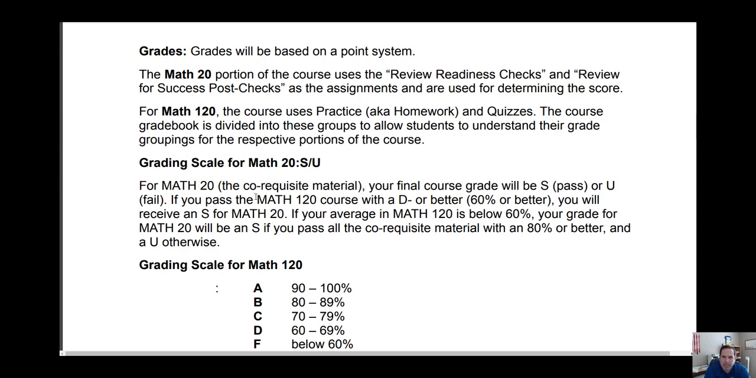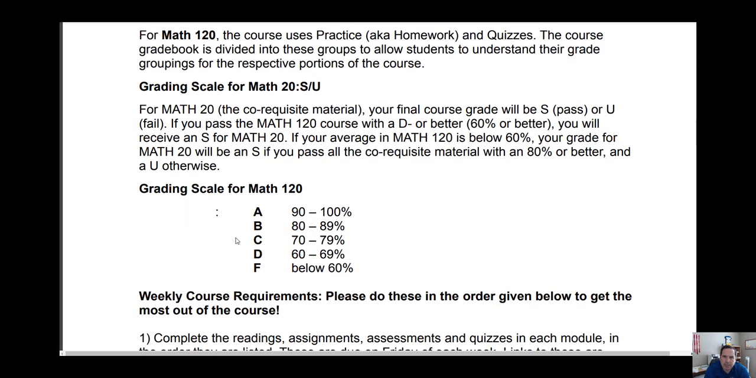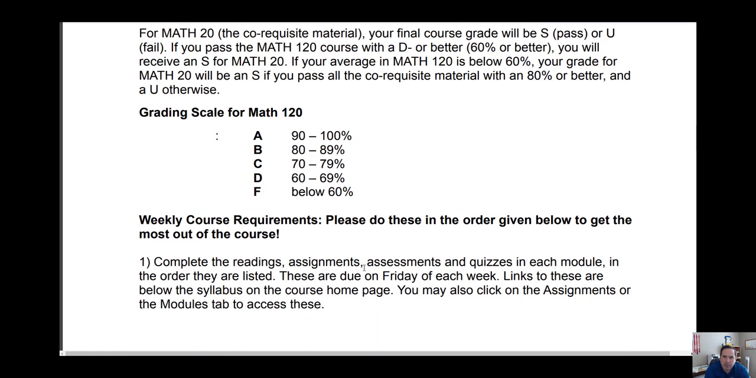If you pass the Math 120 course with a D- or better, you will get an S for the 20 portion. If your average for the Math 120 portion gets below 60, your grade for 20 will be an S if you pass the co-requisite material with an 80% and a U otherwise. The grading scale for Math 120 is A, B, C, D, F, pretty standard there.